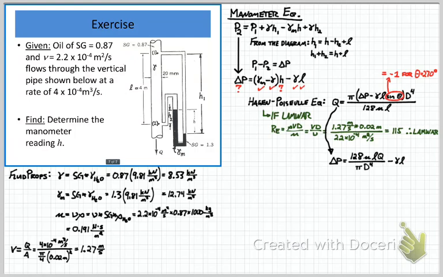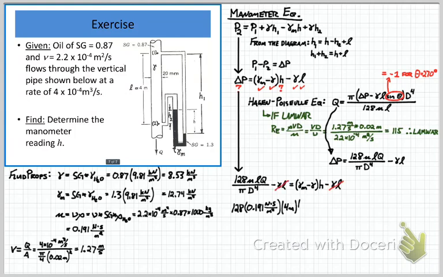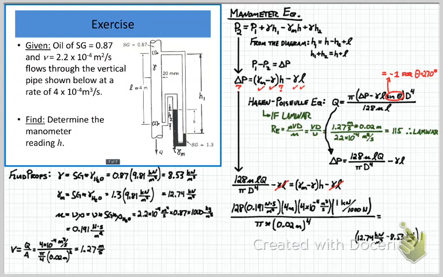We can simplify the Hagen-Poiseuille equation and rearrange it for pressure drop. Take that equation, use that for the left-hand side and the right-hand side from the manometer equation now. We can cancel a few terms. And from this equation, we've now got one equation with one unknown, h. So we'll go ahead and plug in all of the numerical values that we've calculated for fluid properties and the geometry of the problem. And I come up with a solution of 18.5 meters for the measurement h.